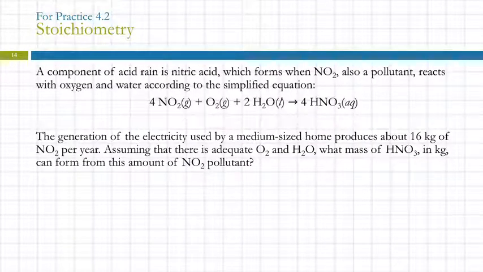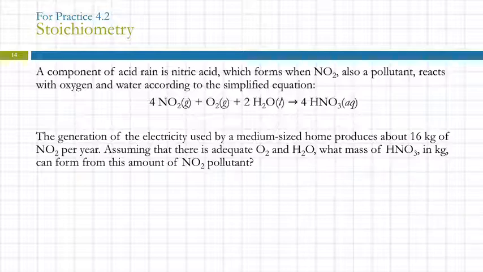Let's do one more, and then we'll call it quits for today. A component of acid rain is nitric acid, which forms when NO2, also a pollutant, reacts with oxygen and water according to the simplified equation. The generation of the electricity used by a medium-sized home produces about 16 kilograms of NO2 per year, assuming that there's adequate O2 and H2O. What mass of HNO3 in kilograms can form from this amount of NO2 pollution?